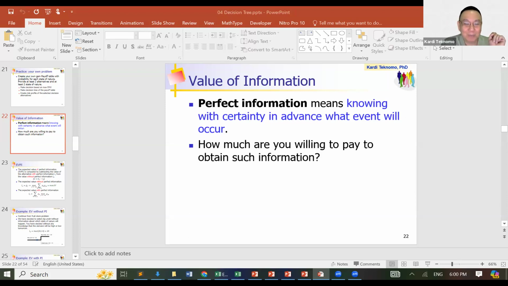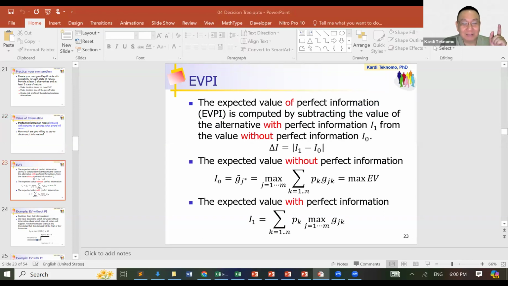The expected value of perfect information, which we call EVPI, is computed by subtracting the value of the alternative without perfect information, call it I0, from the value with perfect information, call it I1. The question is, how do you compute I1 and I0?